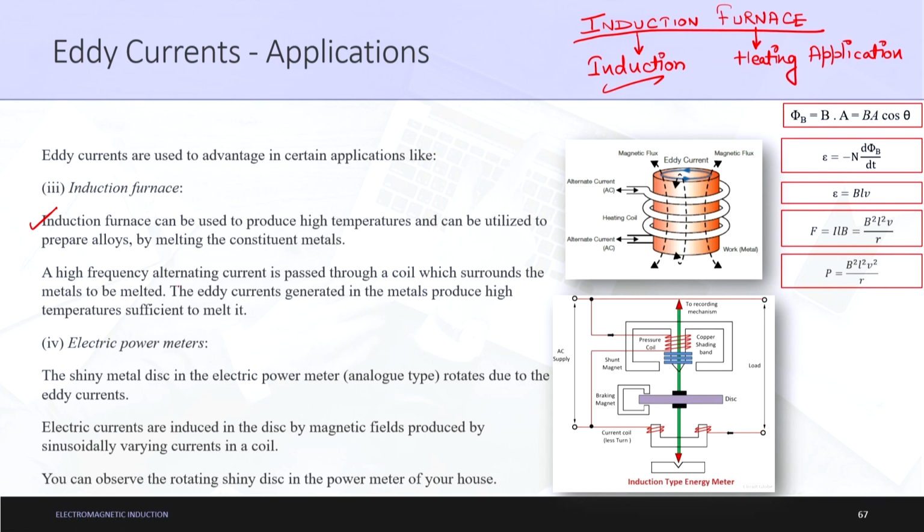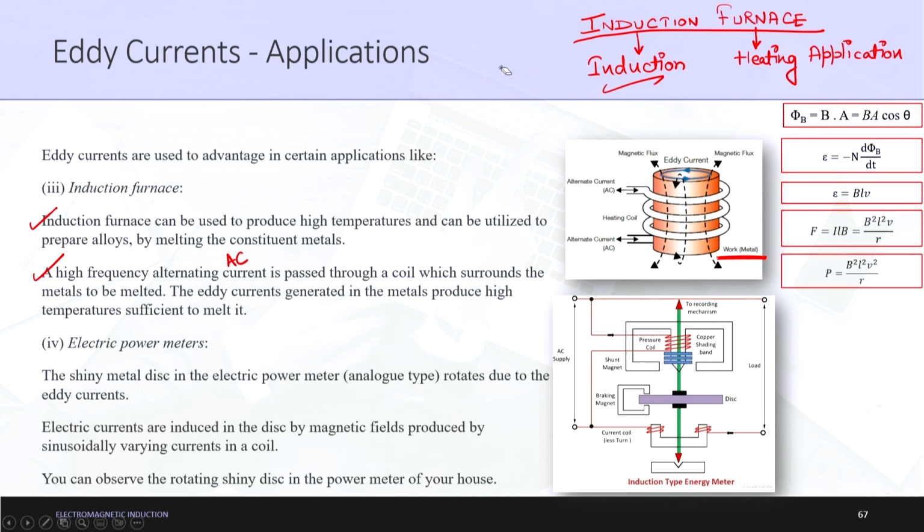Moving on, here is a brief of the procedure involved in an induction furnace. A high frequency alternating current is passed through a coil which surrounds the metals to be melted. The eddy currents generated in the metals produce high temperatures sufficient to melt it. As we already know, it is nothing but Joule heating loss, Pj equal to I squared R. As eddy current increases drastically, Pj increases drastically.